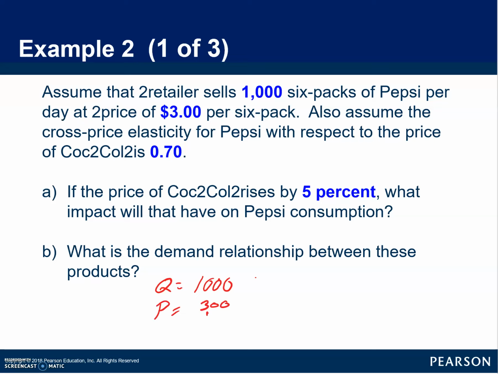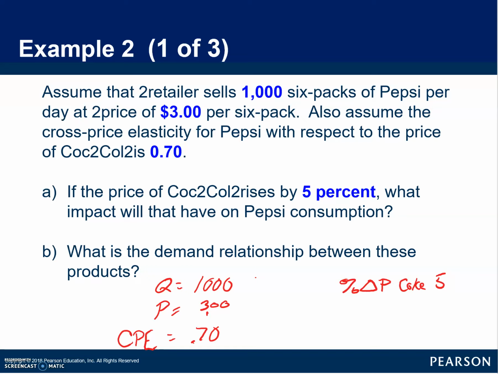Assume that the cross price elasticity between Pepsi and Coke is equal to 0.70, which is positive. And we're going to say that the price of Coke is going to increase by 5%. So the percent change in price of Coke is 5%.